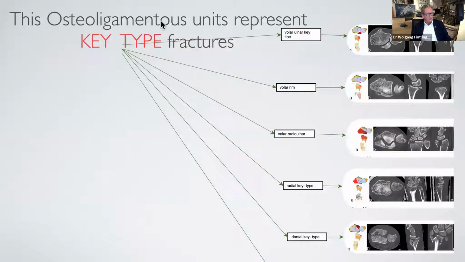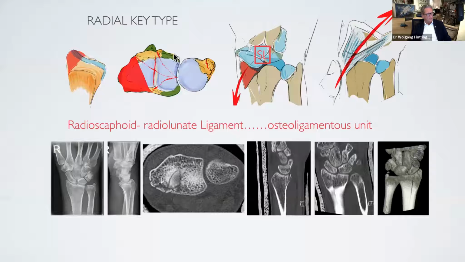And these osteoligamentous units represent key type fractures. So I will go through the different key types. The first one is a radial key type, and you see here the radial styloid is coupled with the radioscaphoid radiolunate ligament as an osteoligamentous unit and displaces the whole carpus to the radial volar or radial dorsal side.